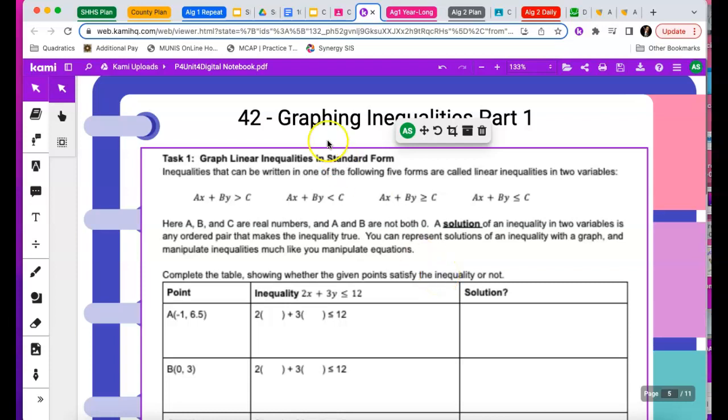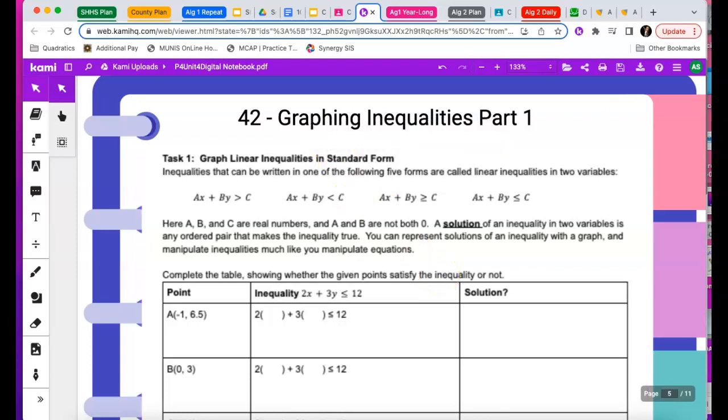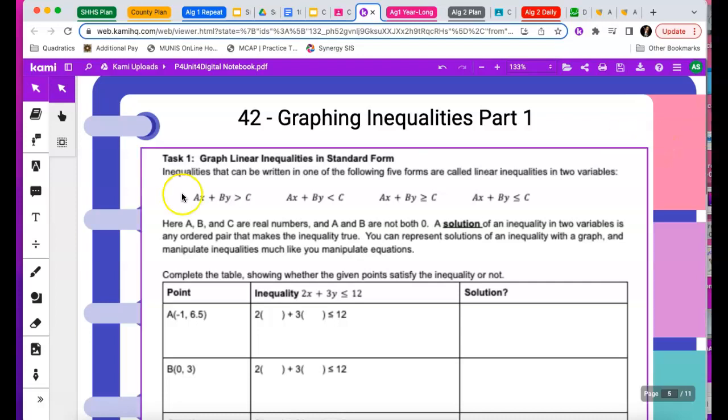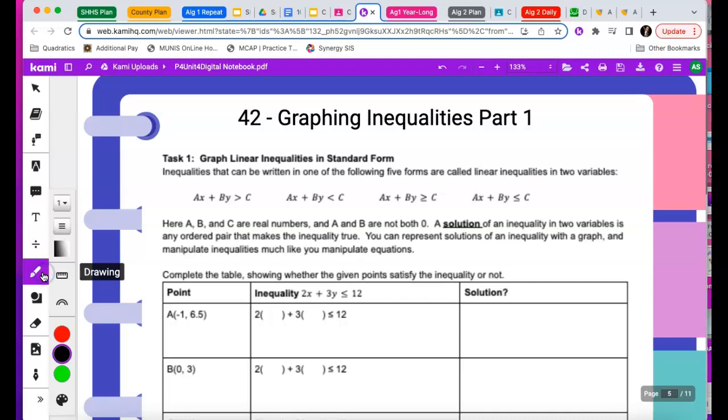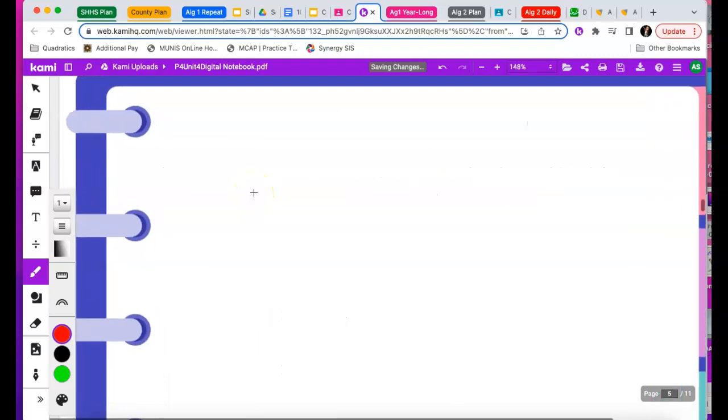All right, so for page 42, Graphing Inequalities Part 1. So inequalities can be written in one of the following 5 forms, are called linear inequalities in 2 variables. So go ahead and underline that. So linear inequalities. So instead of an equal sign, we're given an inequality sign.